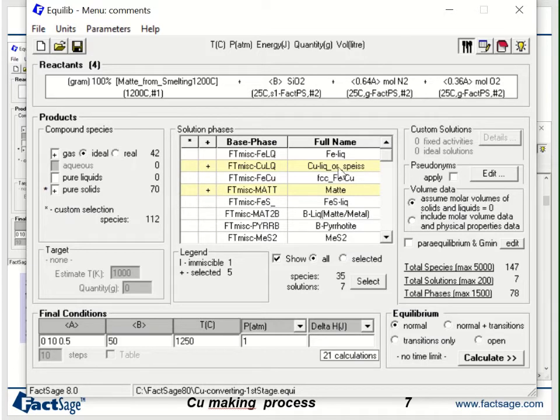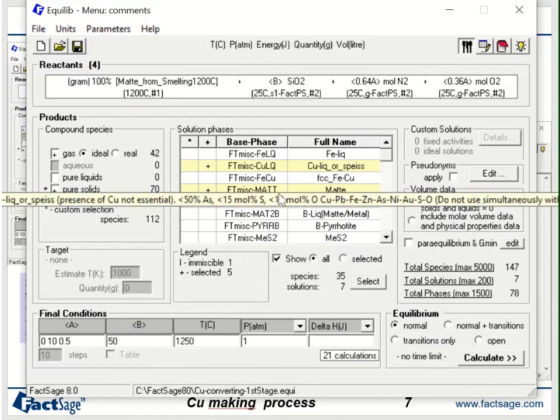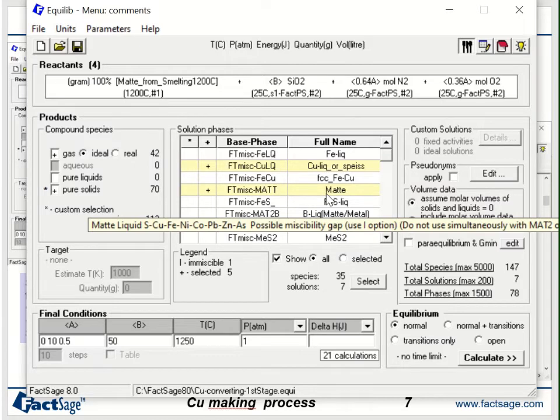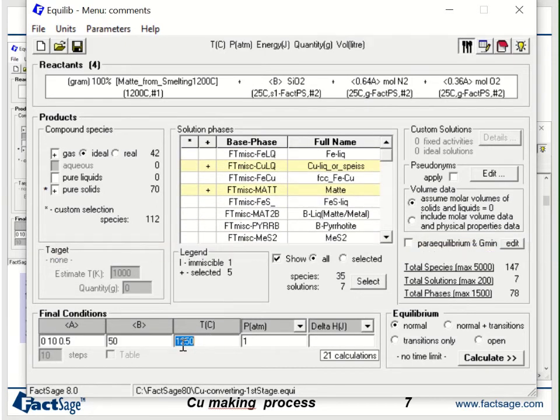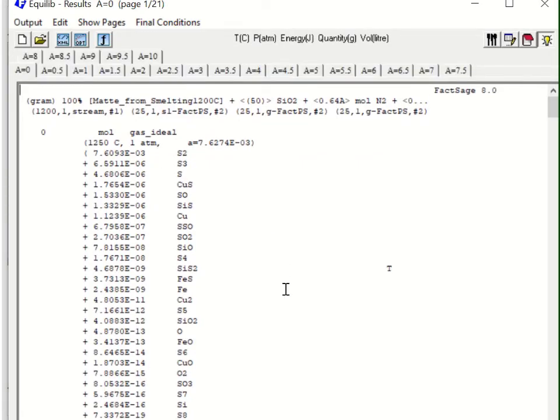Then you have everything set up, and then again, I'm taking only copper liquid and the matte solution from FT miscellaneous, and all the FT oxide database is selected the same way. And then I'm setting my temperature at 1250 degrees Celsius. I'm setting B as 50 grams in this case, and changing the A amount from 0 to 10 at intervals of 0.5, and then do the calculation. Then you have all these results.